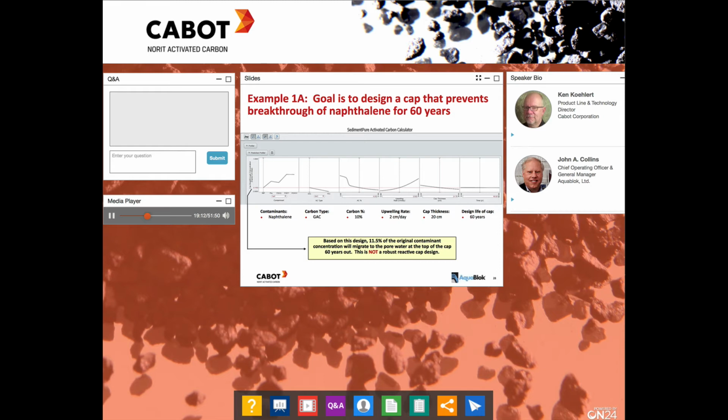The output shown in the y-axis in window pane 1 indicates that 11.5% of the original contaminant concentration in the sediment will reach the pore water at the top of the cap layer in 60 years. This is clearly not a robust solution, as there is significant breakthrough.